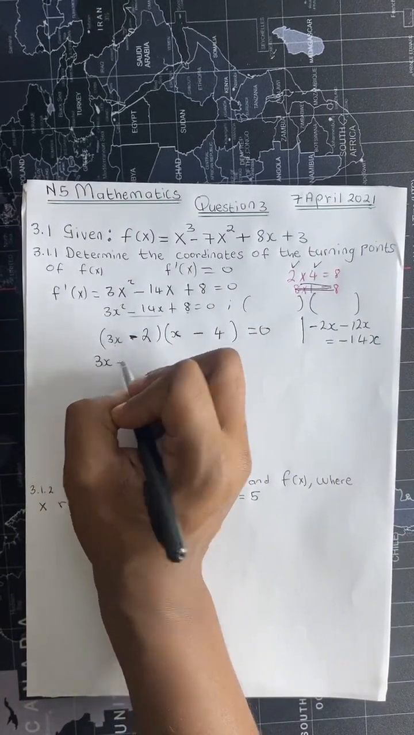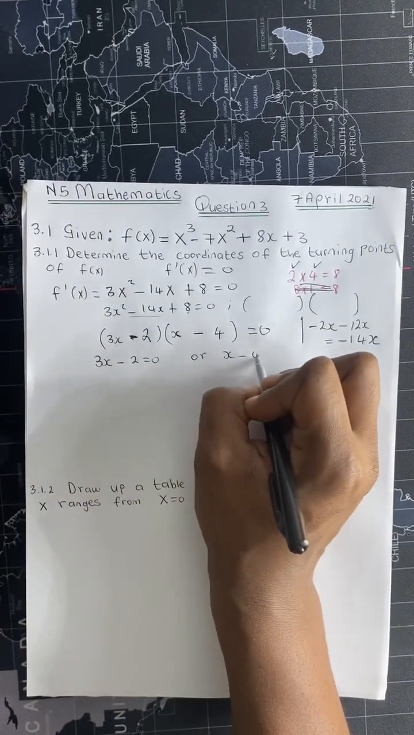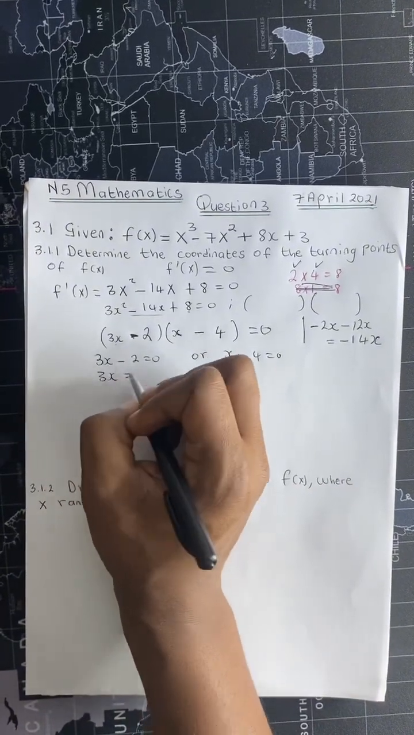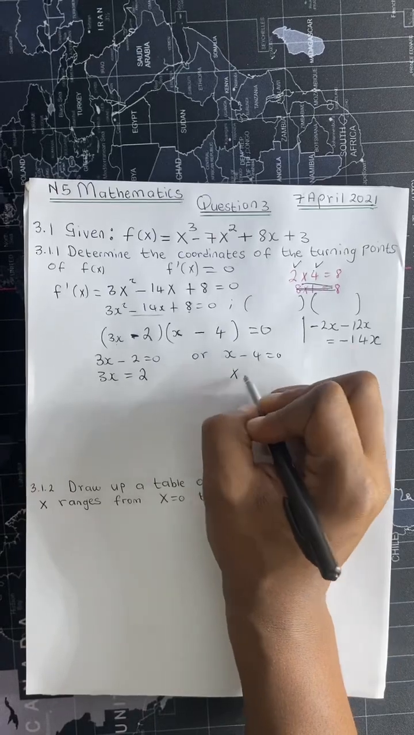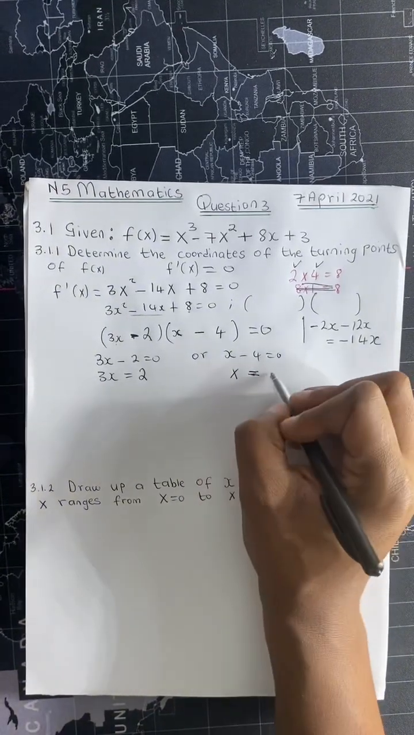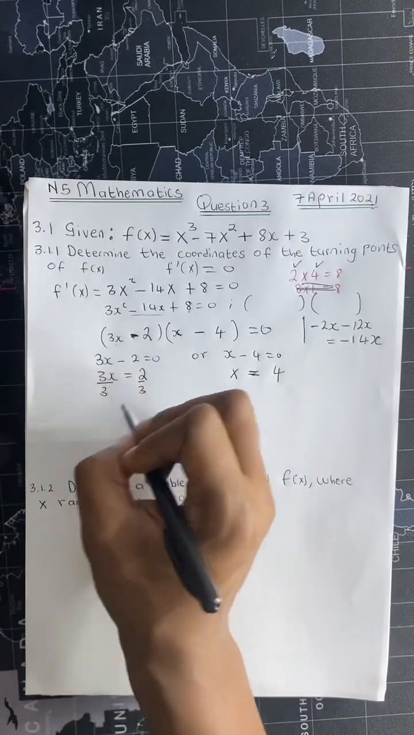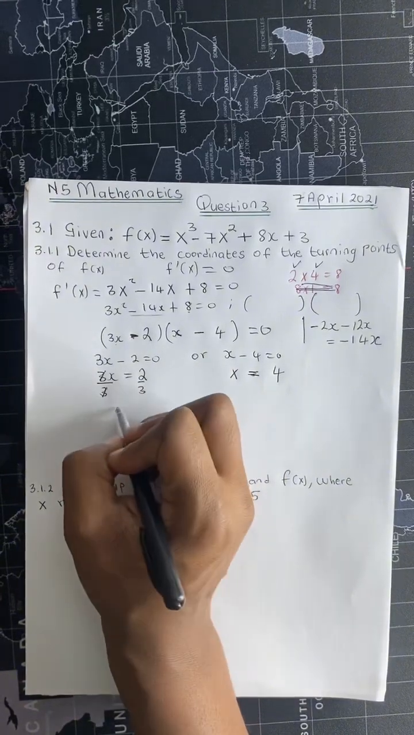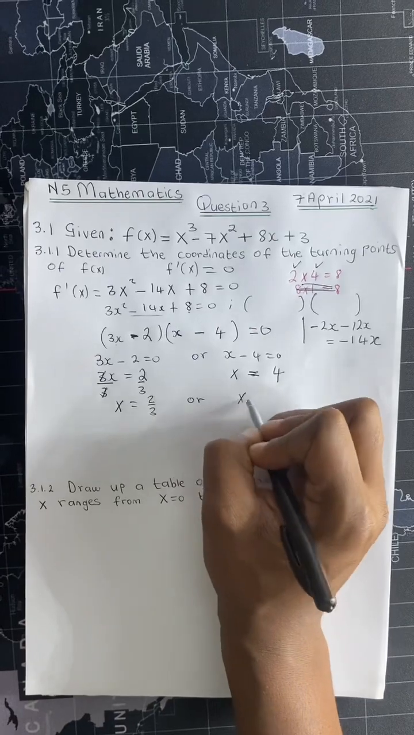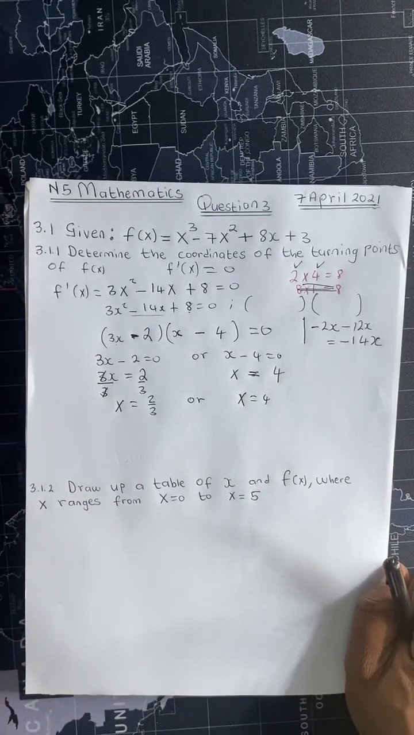We have 3x minus 2 is equal to 0, or x minus 4 is equal to 0. We take the 2 to the right, it's going to change sign from negative to positive 2. And also we take this negative 4 to the right, it is going to change sign from negative 4 to positive 4. So we divide both sides by 3. That 3 will cancel out with that 3, and x will be equal to 2 over 3, or x is equal to 4. So far we determined the x coordinates of the turning point.